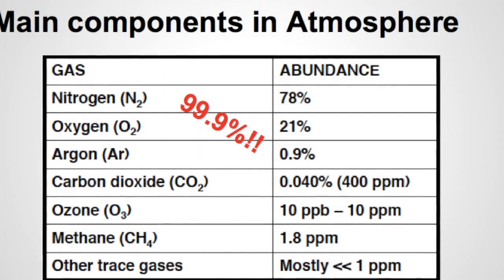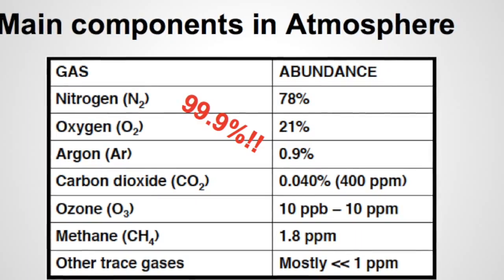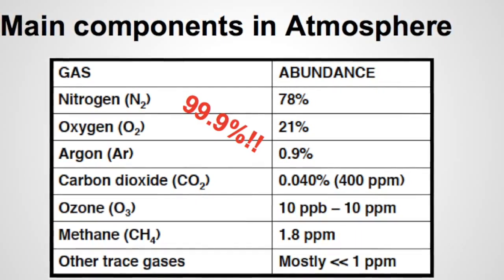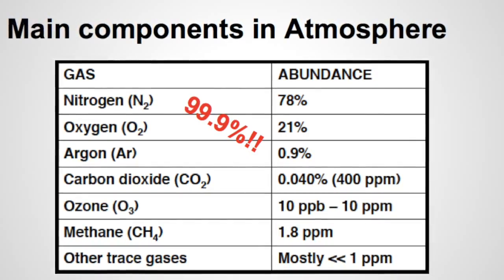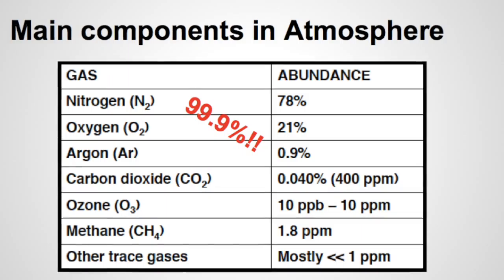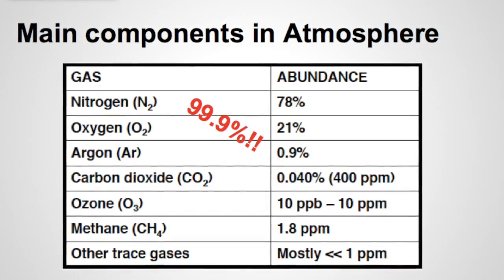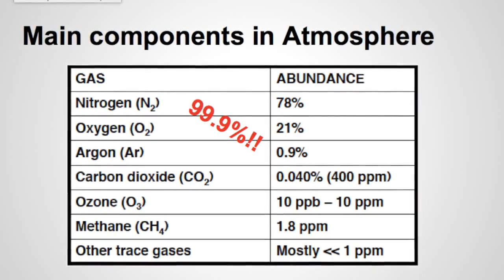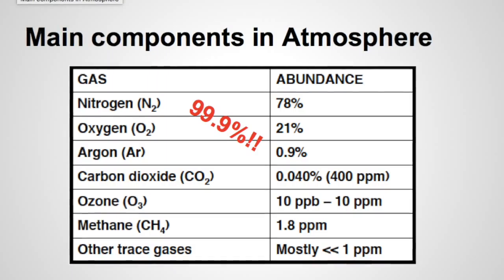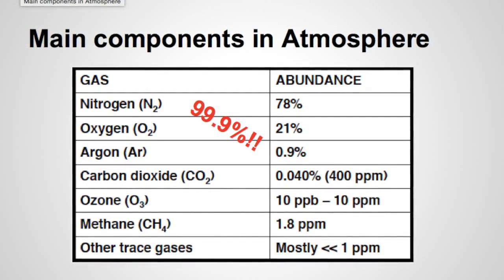There are many main components in the atmosphere, such as nitrogen, oxygen, and argon. And carbon dioxide is also one of the components in the atmosphere. However, it's only 0.04%. So the main components are nitrogen, oxygen, and argon. They make up about 99.9% of the atmosphere.